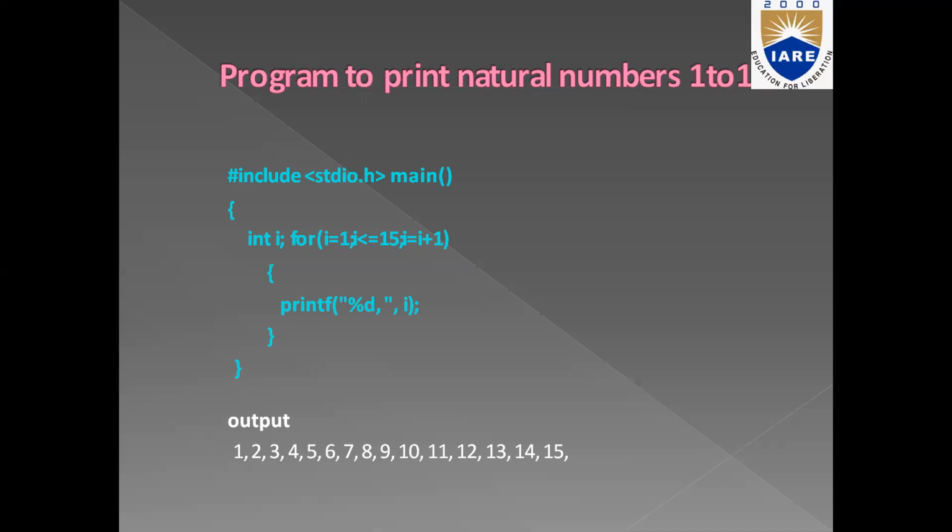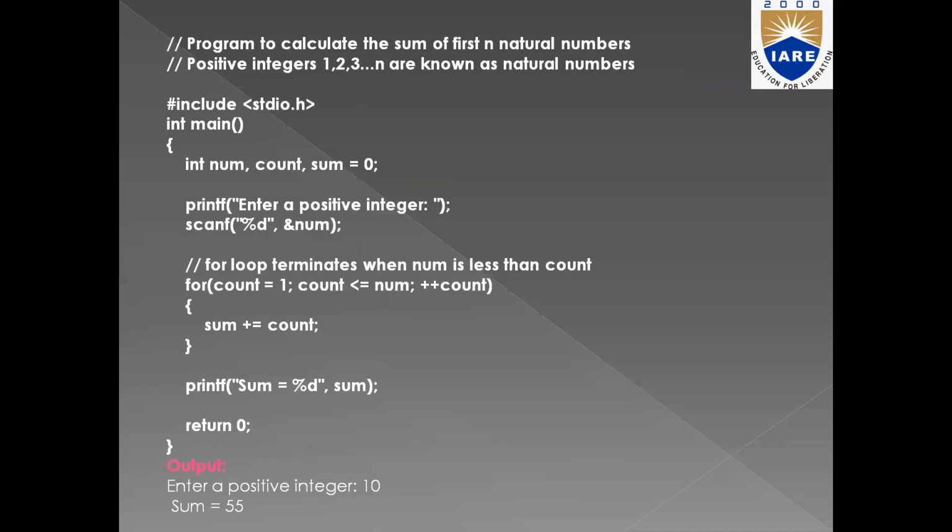Then the program ends, and we will get the output 1, 2, 3, 4, 5, 6, 7, 8, 9, 10, 11, 12, 13, 14, 15. Now we will see another program, that is to calculate the sum of the first 10 natural numbers. Positive integers are known as natural numbers.